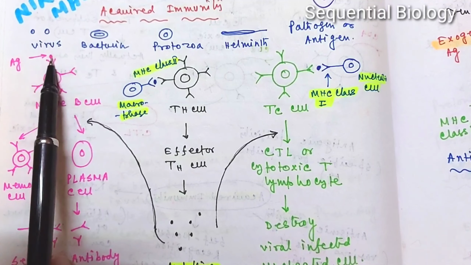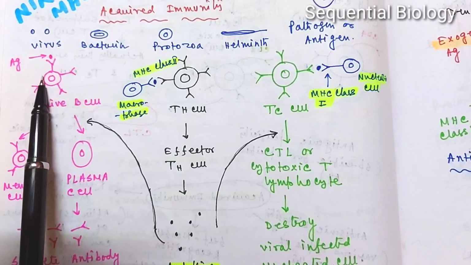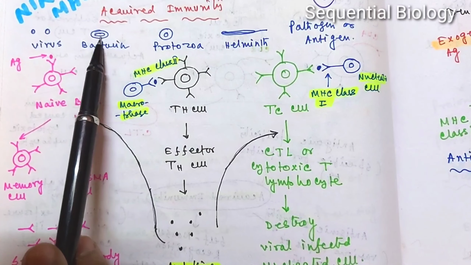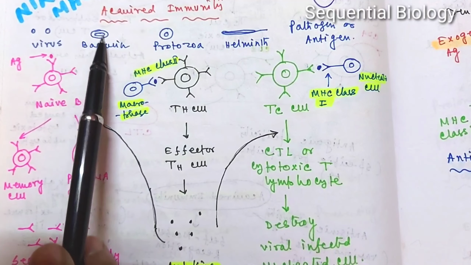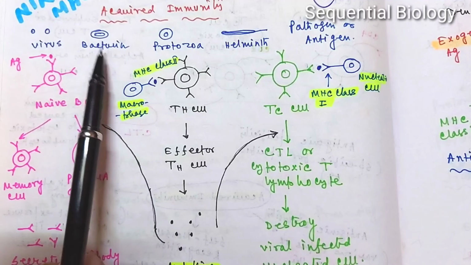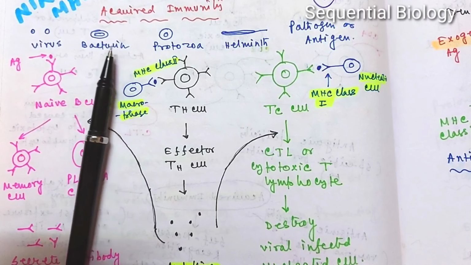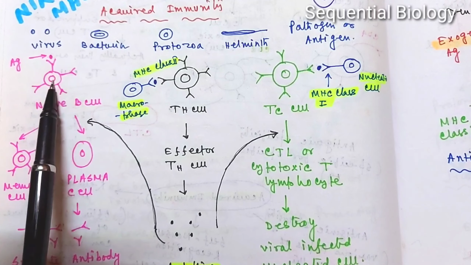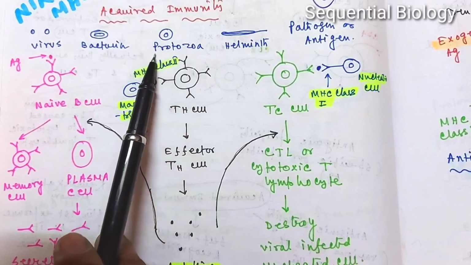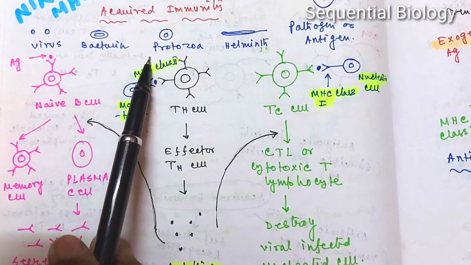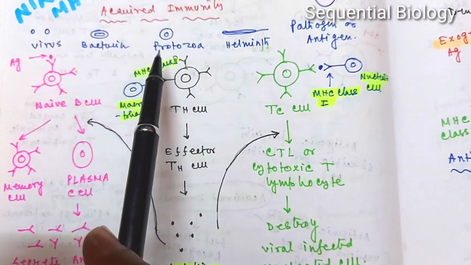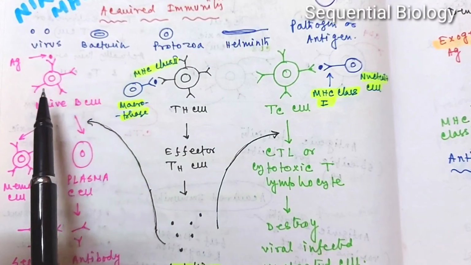For any particular virus, suppose the AIDS virus, a specific naive B cell is present in our body. Suppose bacteria, different types of pathogenic bacteria may be present, and they may be responsible for development of tuberculosis or any other kind of disease. For different kinds of disease, different types of naive B cells or different types of T cells are present. So acquired immunity is specific, but innate immunity is not specific. Innate immunity acts against any type of pathogen, but acquired immunity acts against a specific type of pathogen, right?